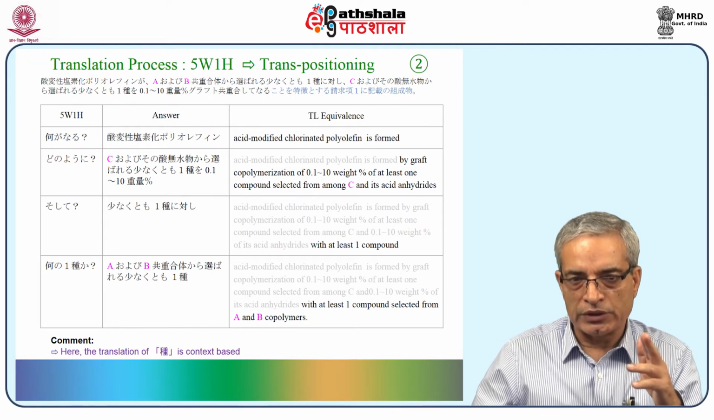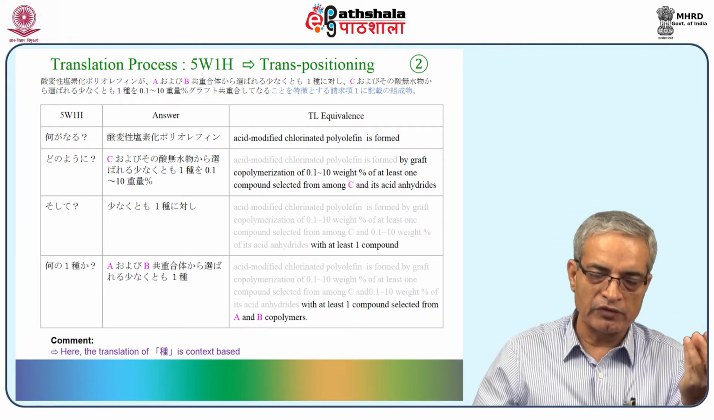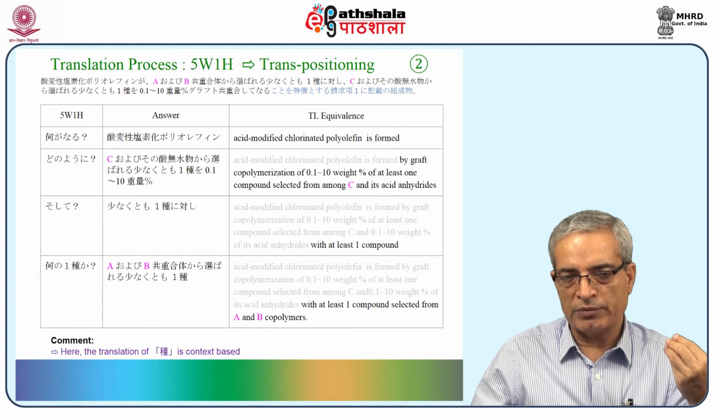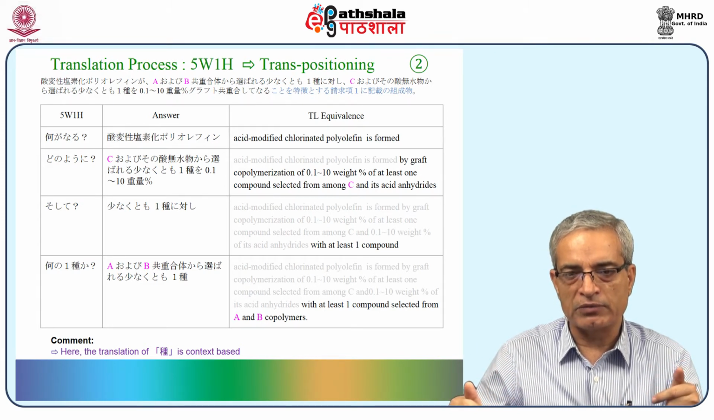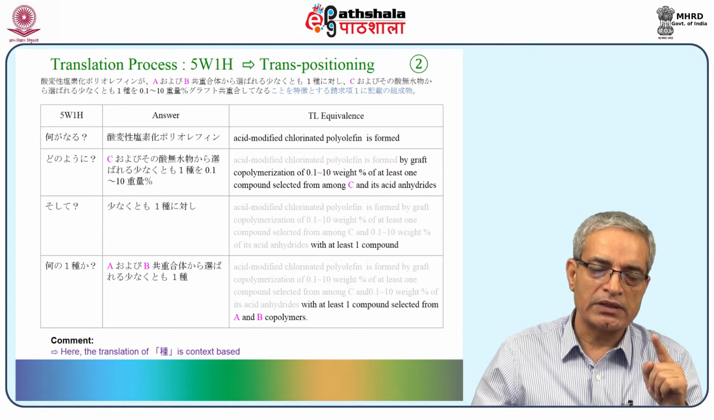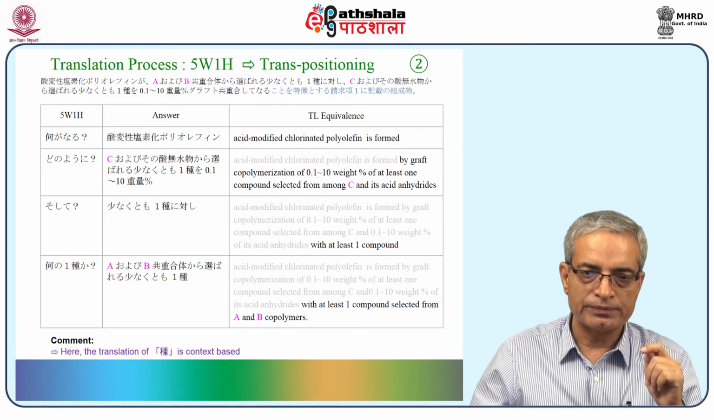Now shu is translated as variety. When you come across this word the first time, you think in your mind it's variety, but when you read the context, you'll find it should be replaced by something from the context. In this particular case, it's getting replaced by compound.